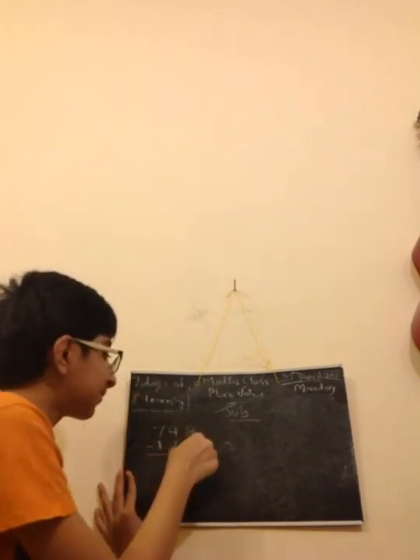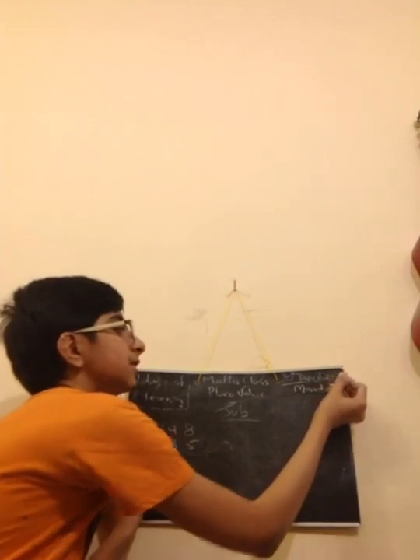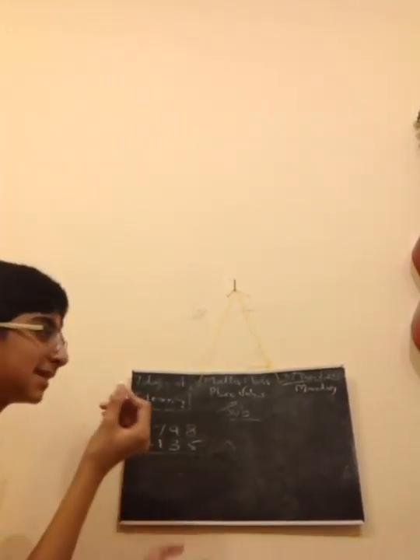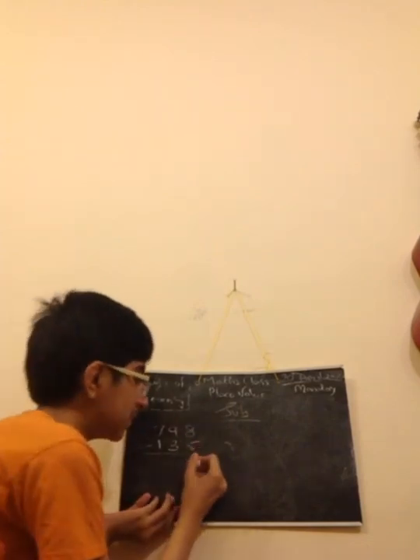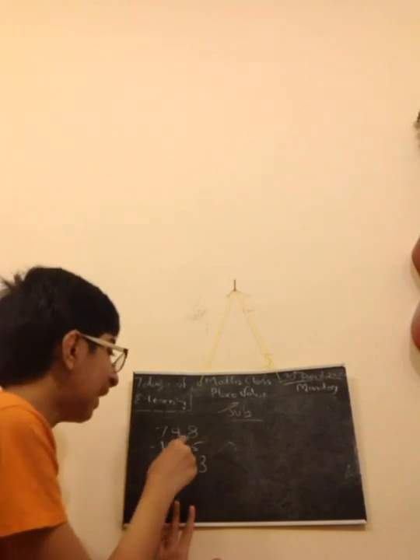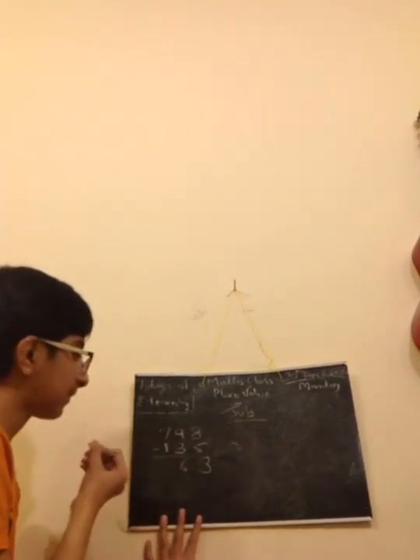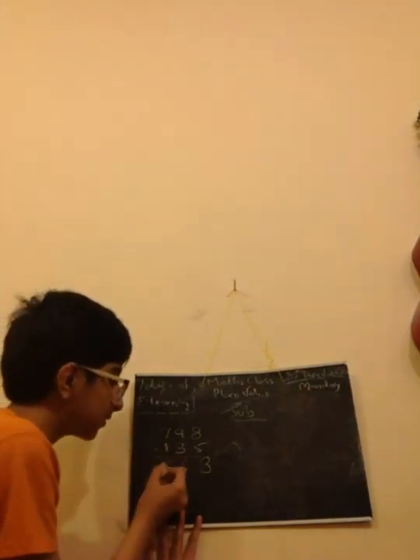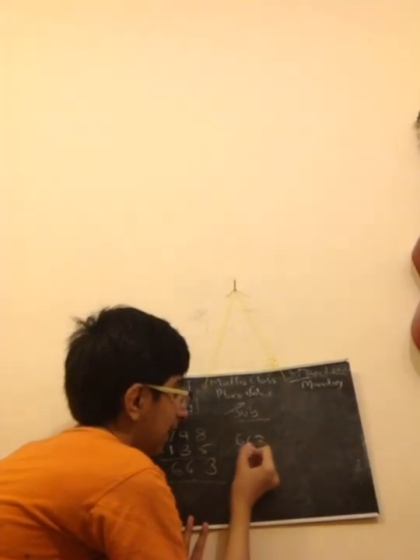So first let's subtract 8 minus 5. You can count it on your fingers or just do it mentally or do the sticks way, but I'm going to do it mentally. So 8 minus 5 is 3, and then 9 minus 3 is 6, and then 7 minus 1 is also 6. So the answer is 663.